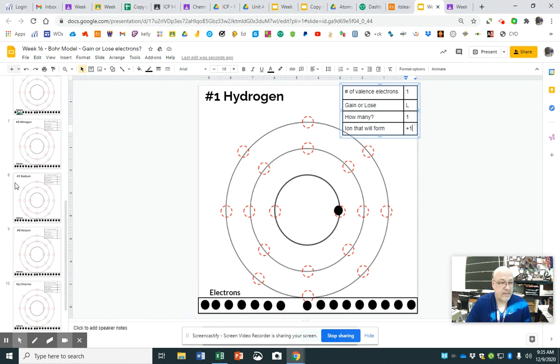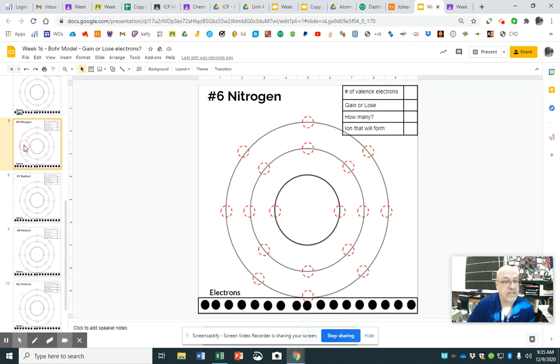Go down and do one like nitrogen. So nitrogen is number 7 on the periodic table. This is slide 6, question 6. Nitrogen is number 7 on the periodic table. That means it gets 7 electrons. So I'm just going to drag them. You always do the first shell until it's completely full. So there's 2 there. I need 5 more. I'm going to start out here.